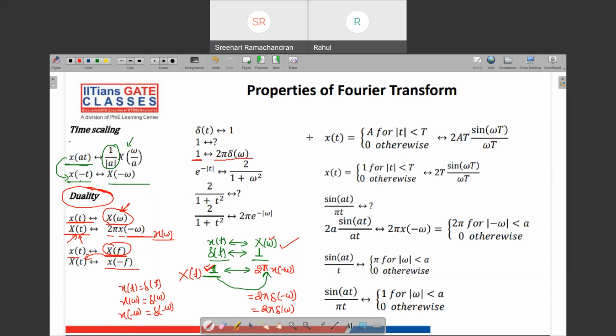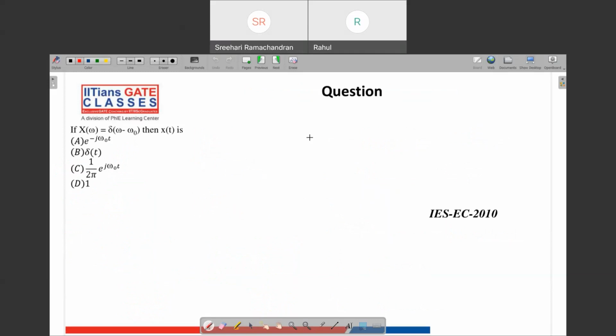Okay, let me go to the next slide then. Now this question is based on the dual property. So let's say we have a signal which is X of omega equal to delta of omega minus omega naught. And for this particular signal, we want to find out what is the x of t. It is the inverse Fourier transform based formula. So you can apply the inverse Fourier transform formula, or you can apply the dual property also.